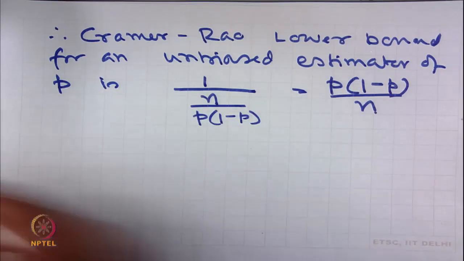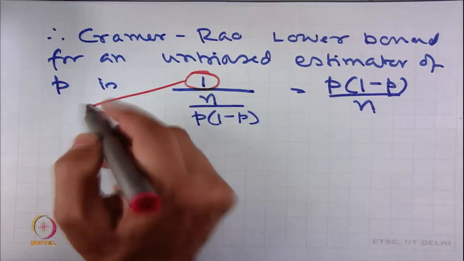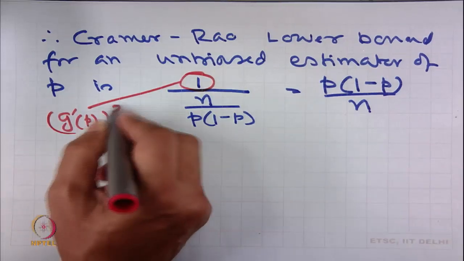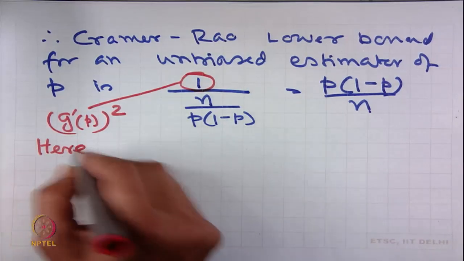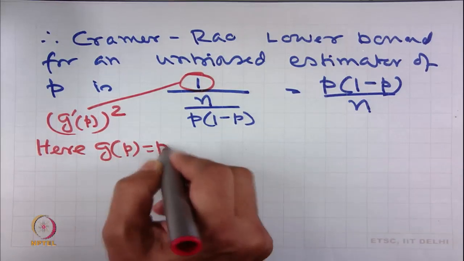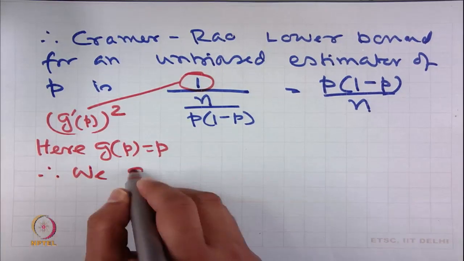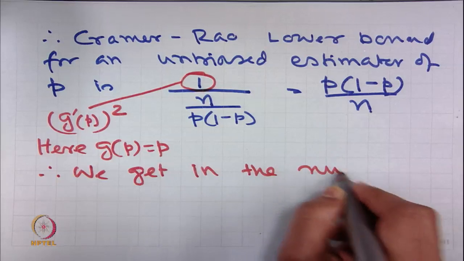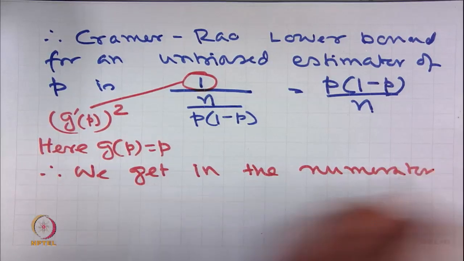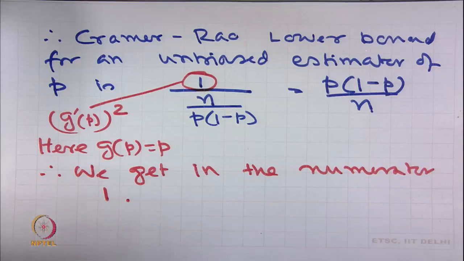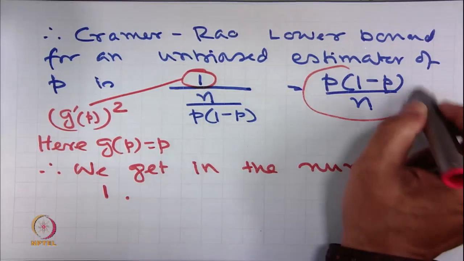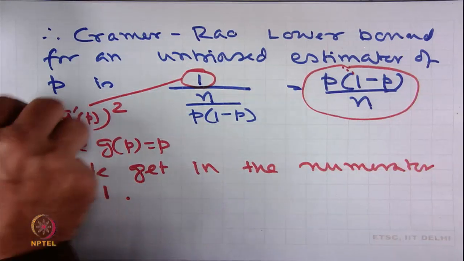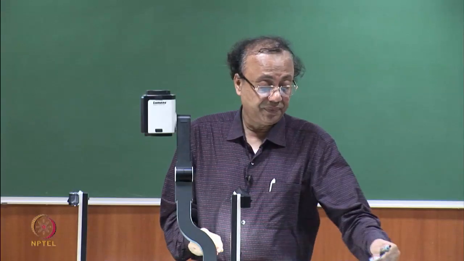Note that this 1 comes because in the numerator we are writing g prime p square, here g p is equal to p. Therefore, we get 1 in the numerator. So, this is the lower bound for an unbiased estimator.